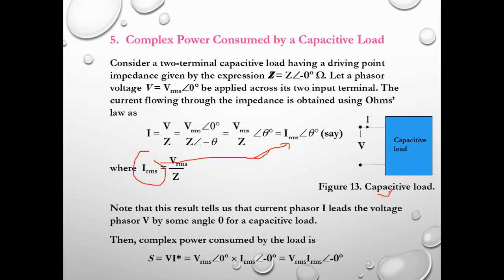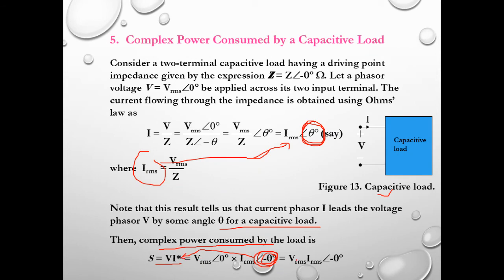This is for the capacitive load. Note that this result tells us that the current phasor I leads the voltage phasor V by some angle theta for a capacitive load. Then the complex power consumed by the load is S equals V I conjugate. So now we have VRMS angle 0 and IRMS with a negative angle. We change the value instead of positive; now we have a negative due to the conjugate operation.